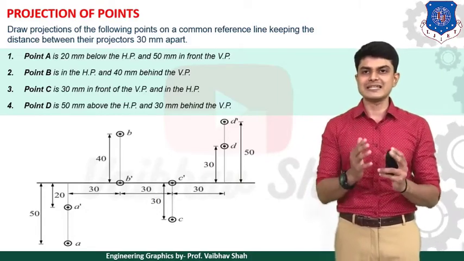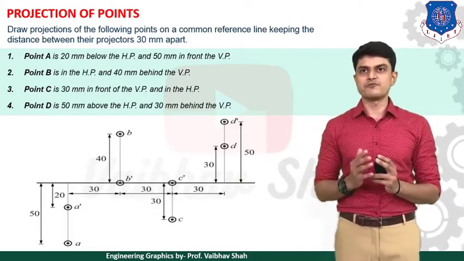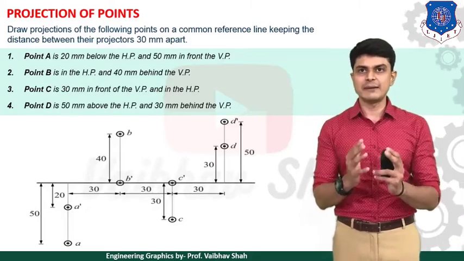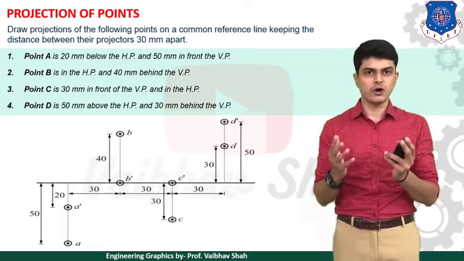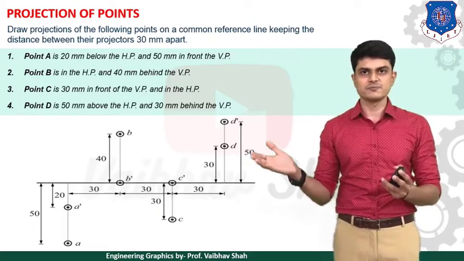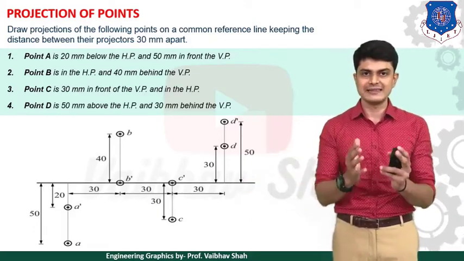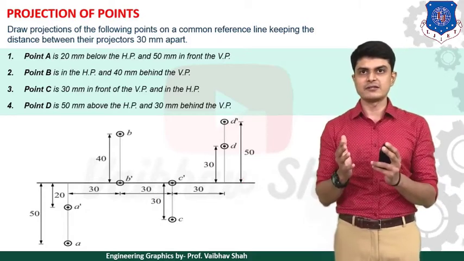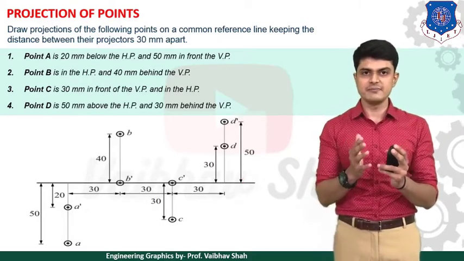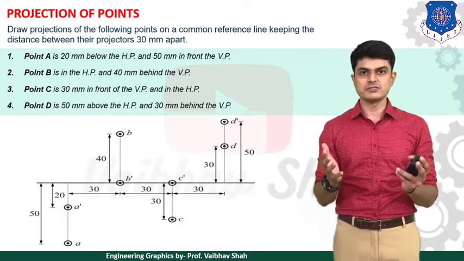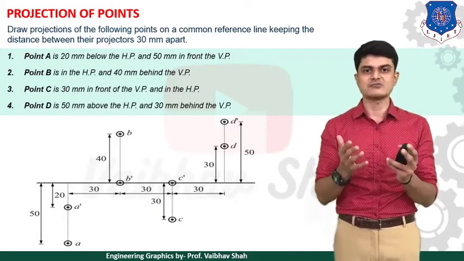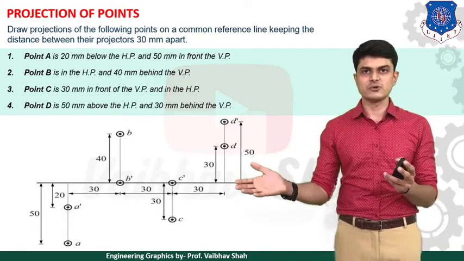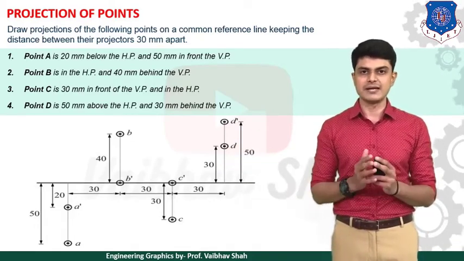Then let us come to our last example. Example 4. Point D is 50 mm above HP and 30 mm behind VP. So above HP means what? Above XY line. So let us draw this point D dash 50 mm above the XY line like this. Then the point is 30 mm behind VP. So behind VP means what? Behind VP means also above XY line. So we need to draw point D without dash above the XY line in this case also. So let us draw point D, which is 30 mm above the XY line.